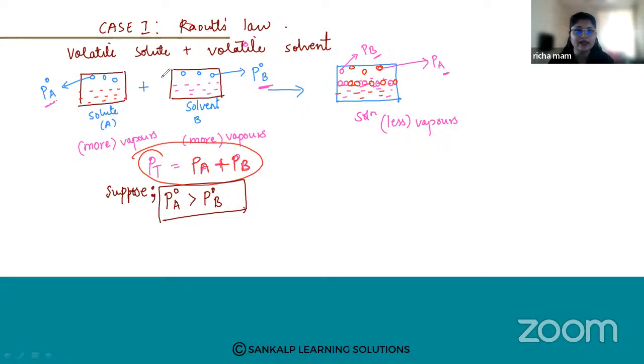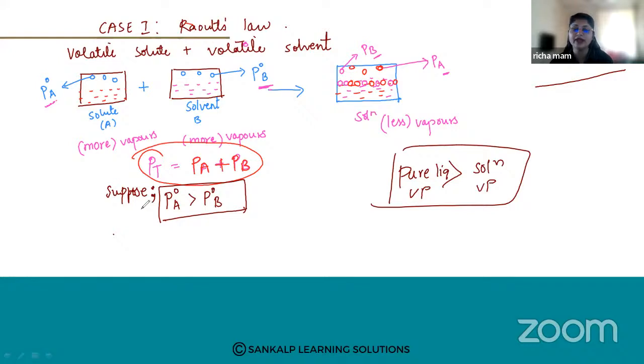Here in this condition, you can see that both are volatile, so either one should be greater. What I have taken is that P naught of A is greater than P naught of B, which means the solute is more volatile than the solvent. This I am supposing. And you always know that the pure liquid vapor pressure is greater than the vapor pressure of the solution. Don't forget this; you have to keep it in mind. This we will be applying.